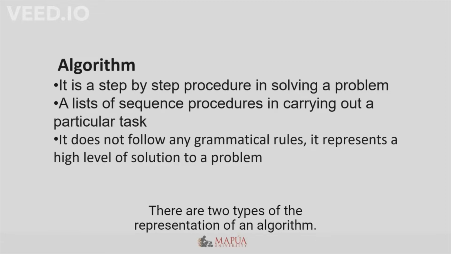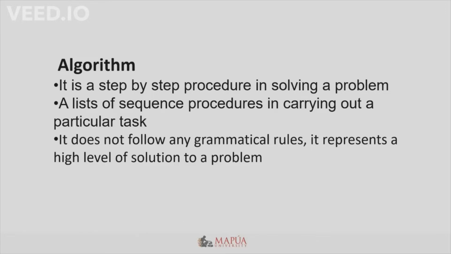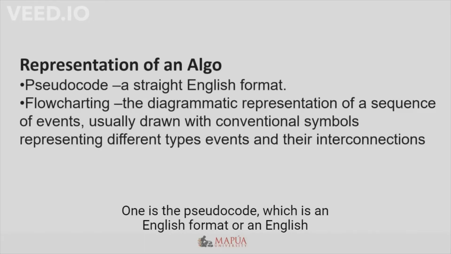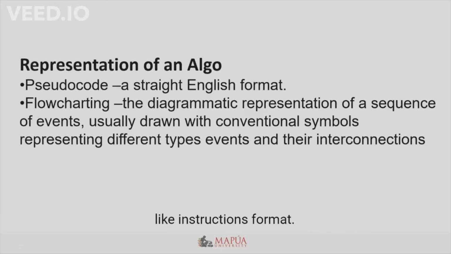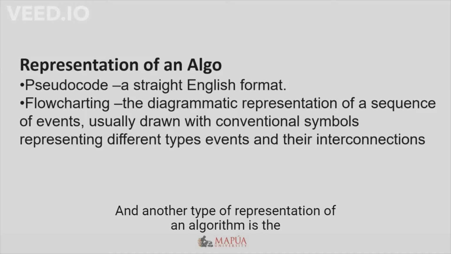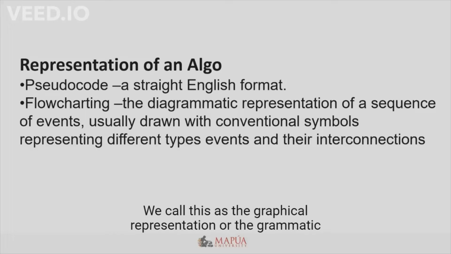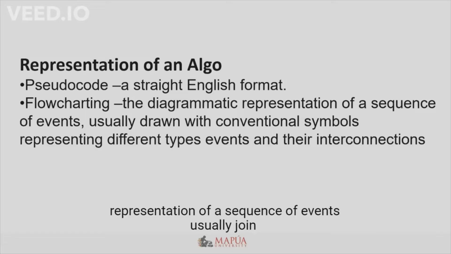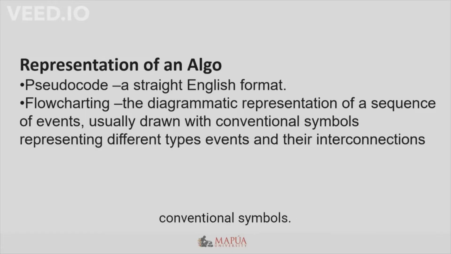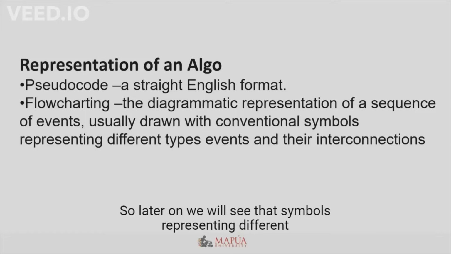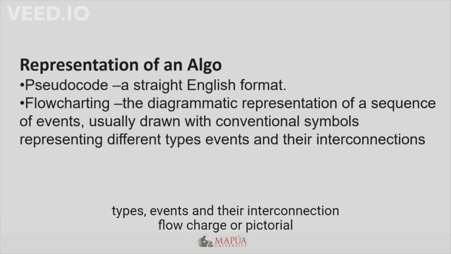There are two types of representation of an algorithm. One is the pseudocode, which is an English format or English-like instructions format. Another type of representation of an algorithm is flowcharting. We call this the graphical or diagrammatic representation of a sequence of events, usually drawn with conventional symbols. Later on, we will see symbols representing different types of events and their interconnections.